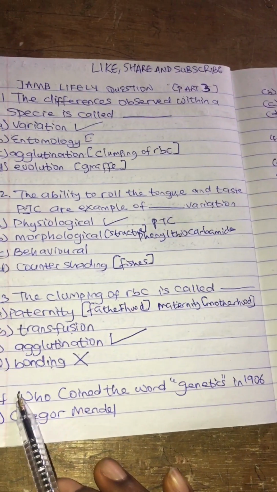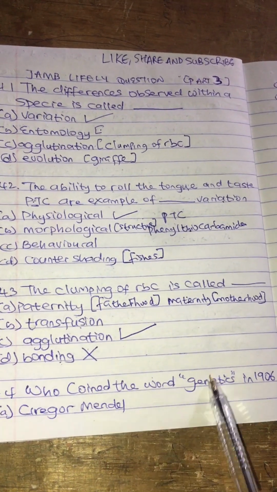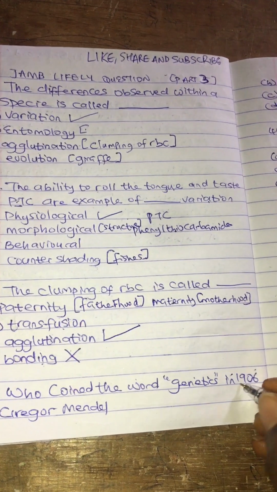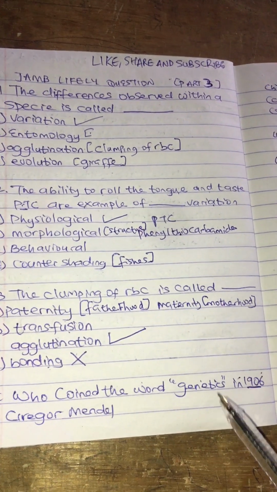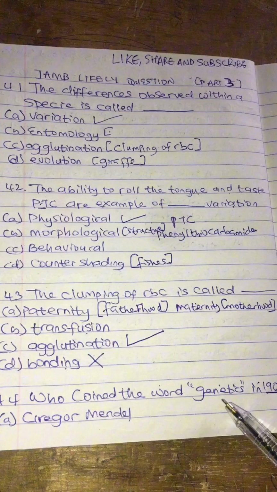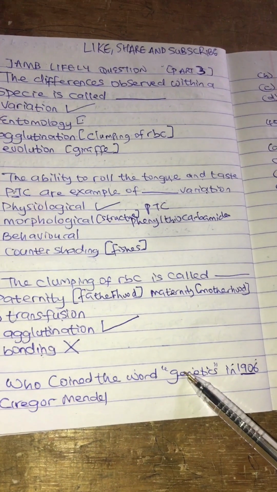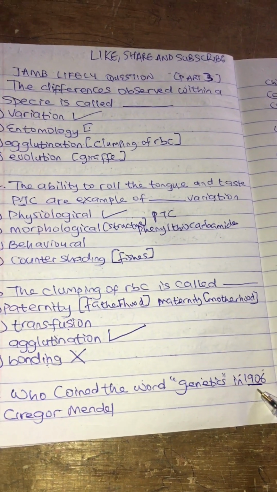Question 44. JAMB always asks this question. Who coined the word genetics in 1906? Try to note the year. They can twist the question by asking what year was genetics coined. So you know that 1906 is the correct answer.